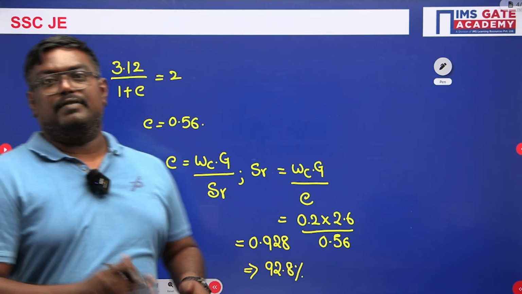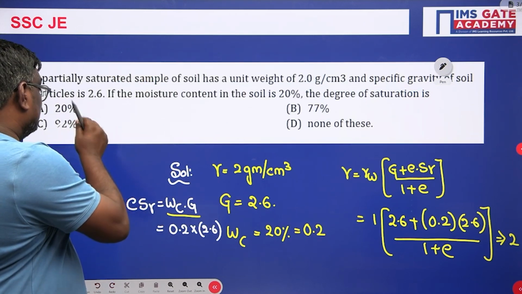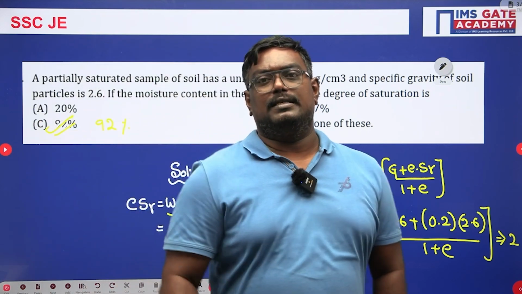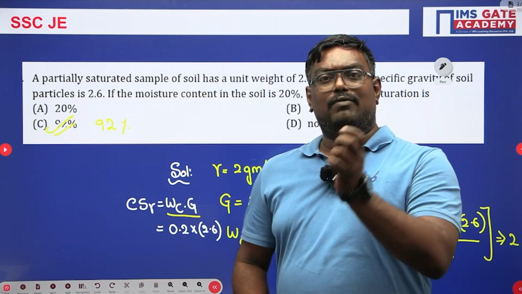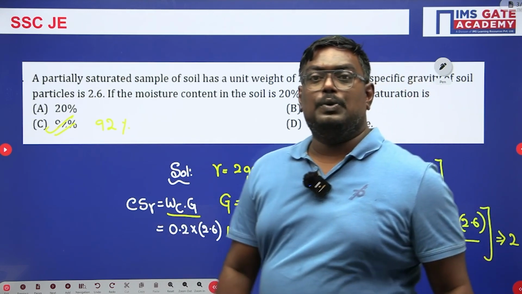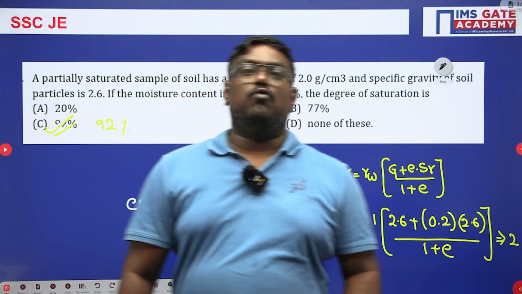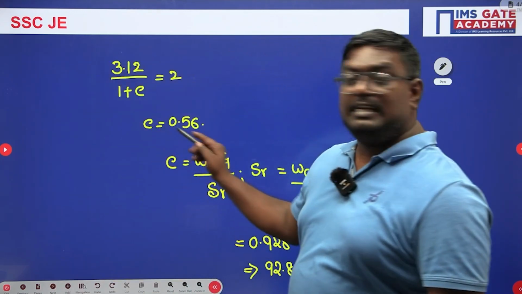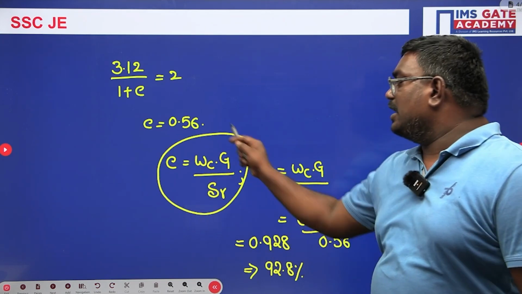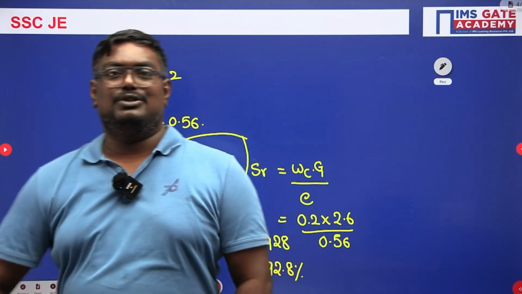I hope you are clear with this solution. If you see the options here, option C is the right answer, option C, 92 percent. Now, let me tell you the important things here, students. A question was asked, they have given the unit weight of soil, gamma, and using the formula gamma is equal to gamma W into (G plus E Sr) upon (1 plus E), we found the value of void ratio. After that, E is equal to water content into G upon Sr. By using this relation, we came up with the degree of saturation as 92.8 percent. I hope this solution is clear for you.